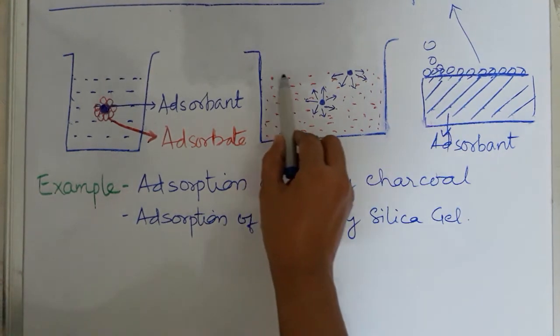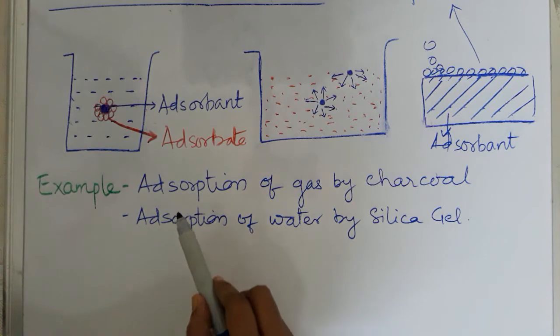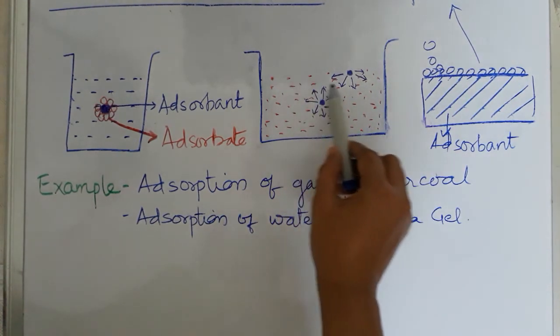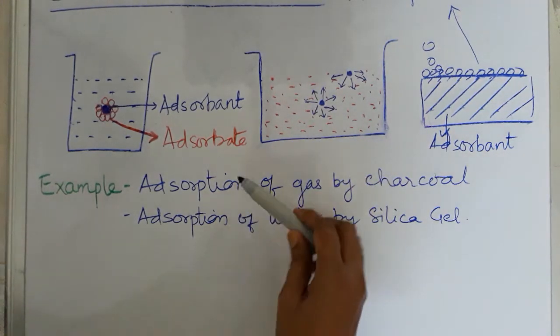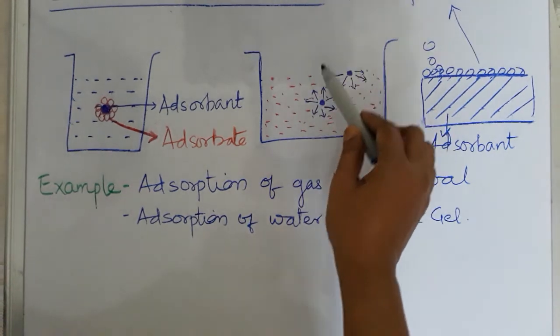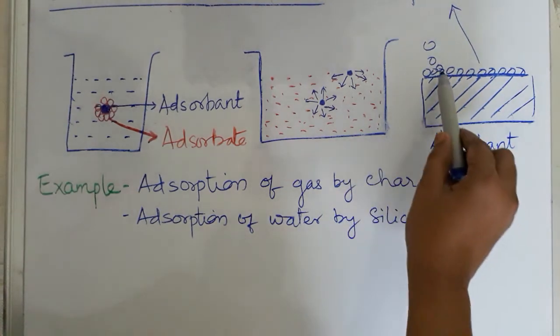Hence, these particles on the surface have some active sites, and thus in order to satisfy their imbalance in force of attraction, they adsorb some particles of another component on their surface. So that is what adsorption is.